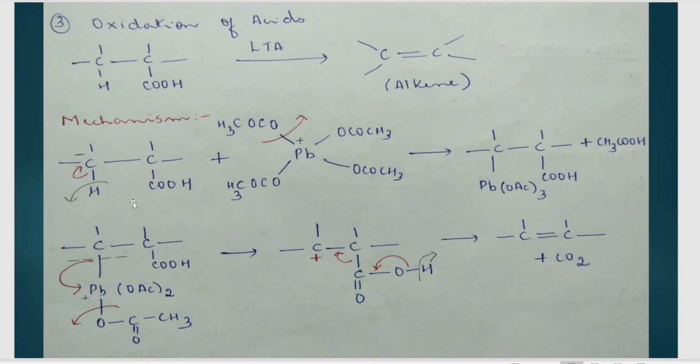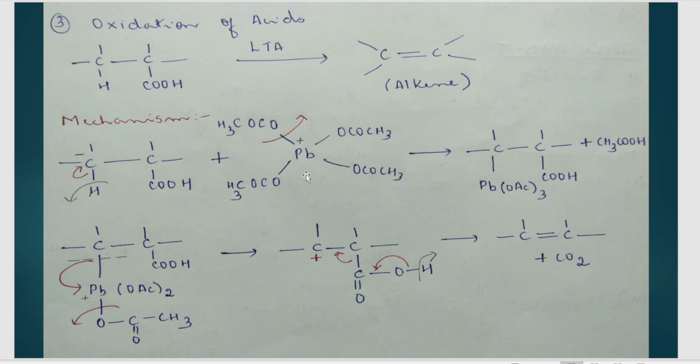So I've taken this molecule, and here the H atom has gone out as H plus ion. So what has happened? The electrons of this bond are shifted to this carbon. H has left as H plus ion, so carbon will get a partial negative charge.